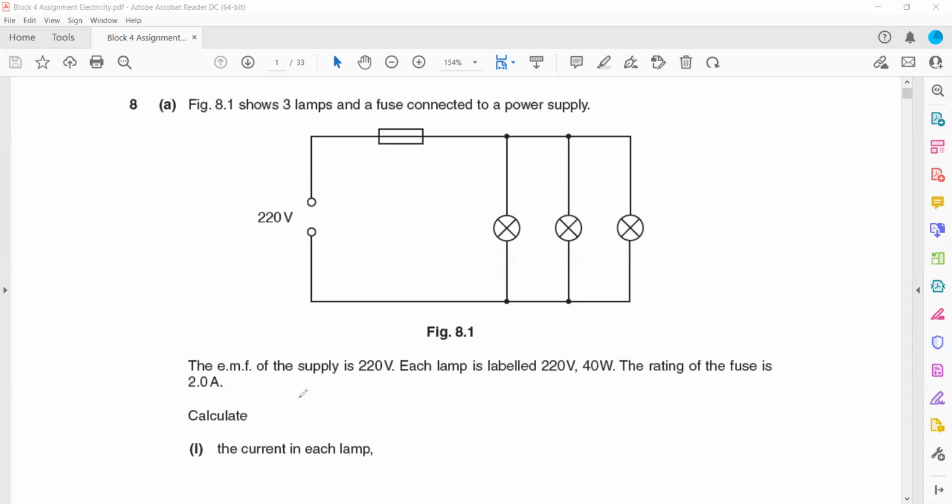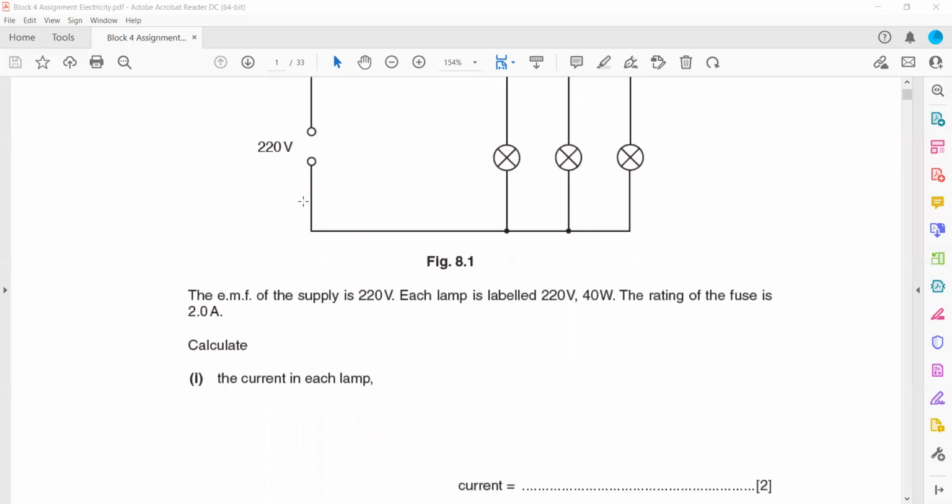The electromotive force, or EMF, is 240, and each lamp is labeled 220 and power is 40. The rating of the fuse is 2 amp, which means the fuse can allow a maximum of 2. If the current is more than 2, the fuse will blow. So we want to calculate the current in each lamp.